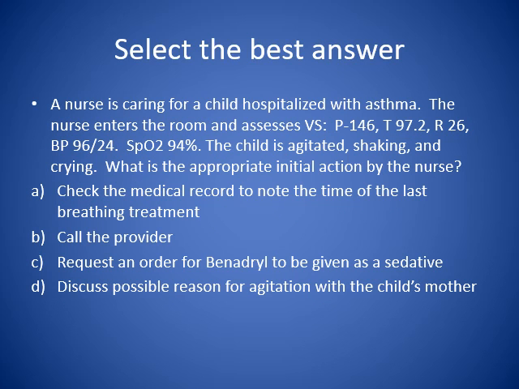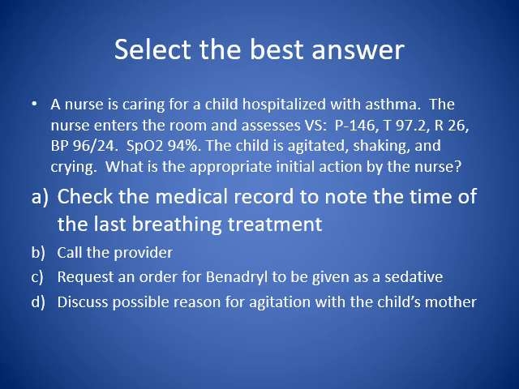A nurse is caring for a child hospitalized with asthma. The nurse enters the room and assesses the vital signs. Pulse is 146, temperature is 97.2, respirations are 26, blood pressure is 96/24, SAT is 94%. The child is agitated, shaking, and crying. What is the appropriate initial action by the nurse? Check the medical record to note the time of the last breathing treatment. Call the provider. Request an order for Benadryl to be given as a sedative, or discuss possible reason for agitation with the child's mother.